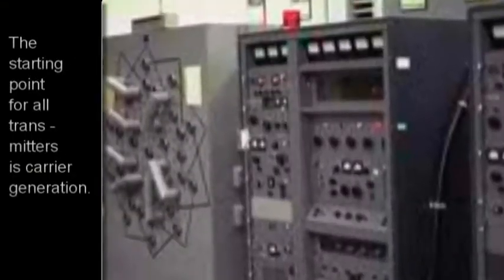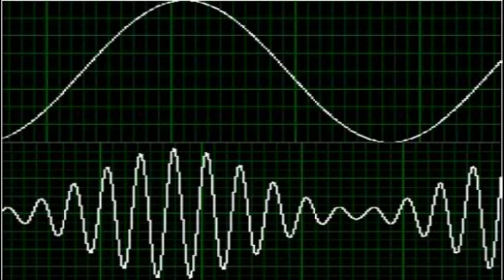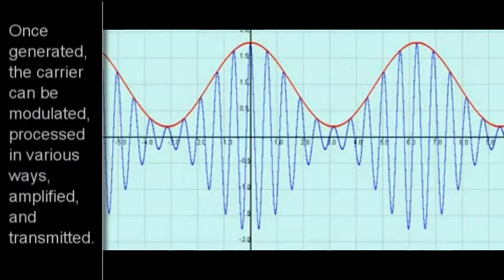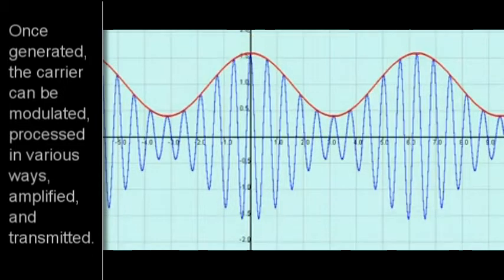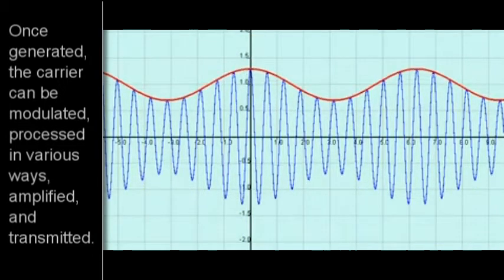The starting point for all transmitters is carrier generation. Once generated, the carrier can be modulated, processed in various ways, amplified, and transmitted.